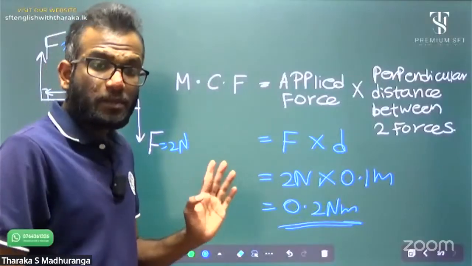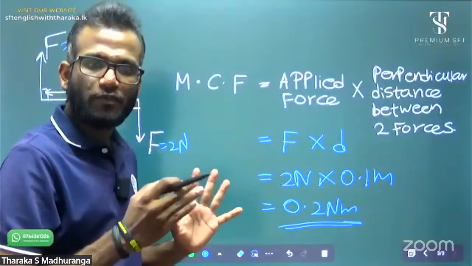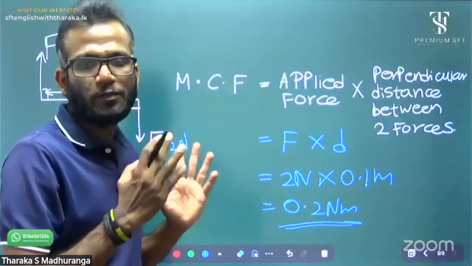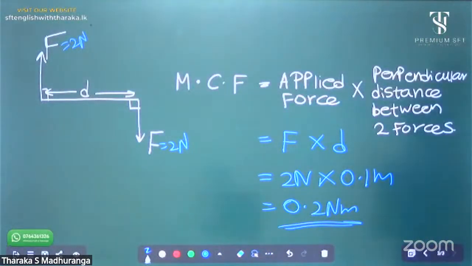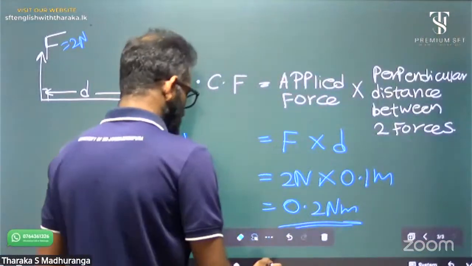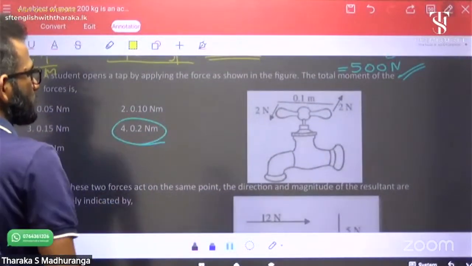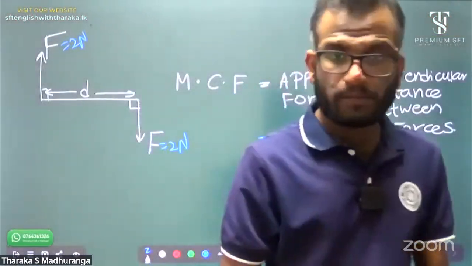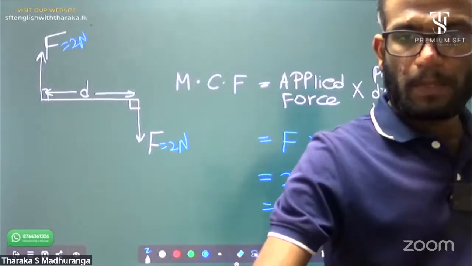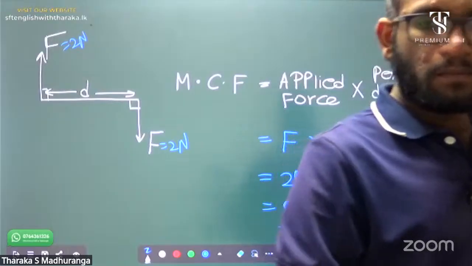Okay, what is the equation? Please remember this equation. The moment of a couple of force equals one applied force value multiplied by the perpendicular distance between the two forces. Clearly write it down. What is the answer number? Answer number 4. It is 0.2, not 0.4.